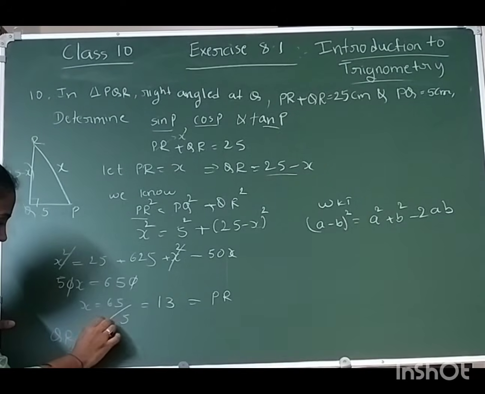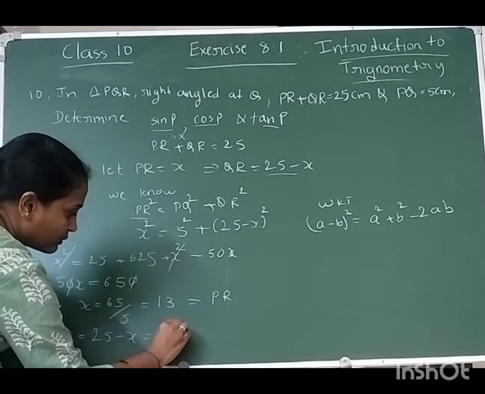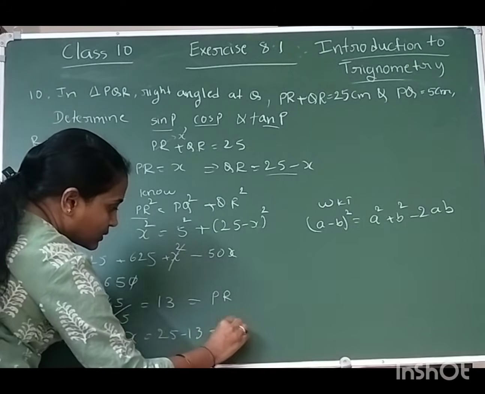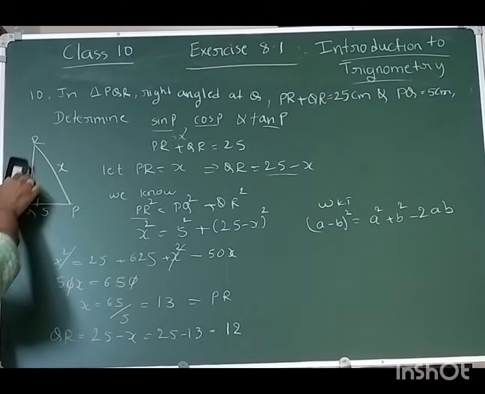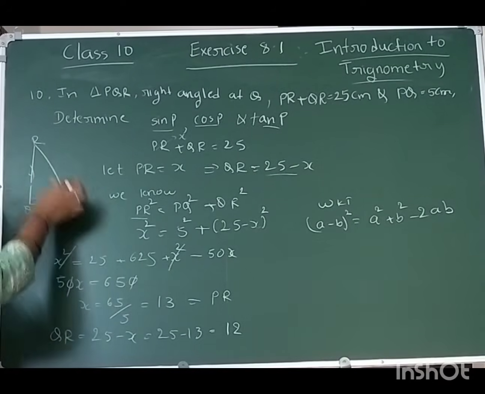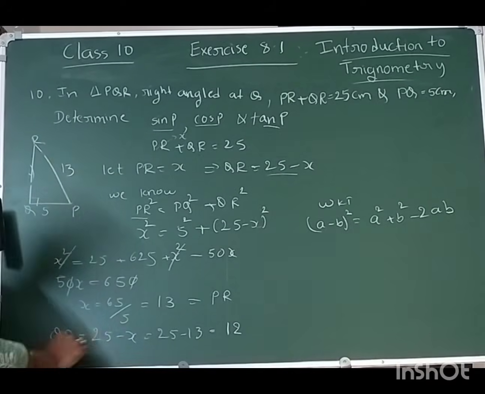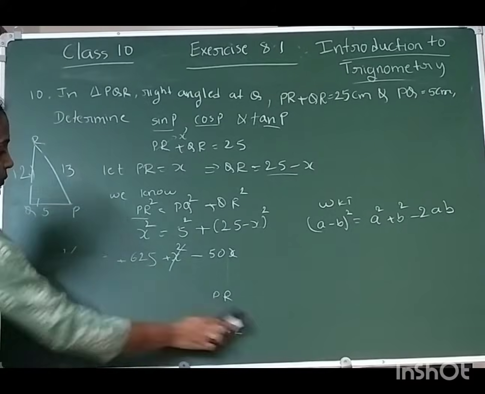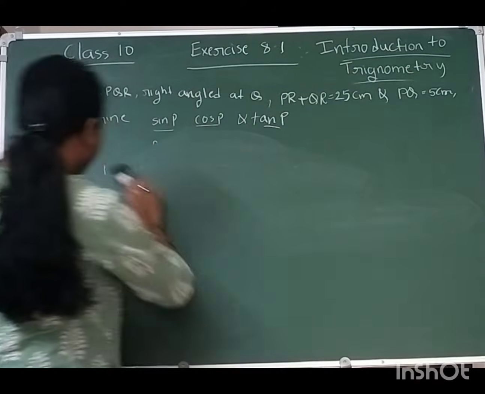using the relation 25 minus x. So 25 minus 13, we'll get it as 12. So we can rewrite these values in the diagram. So PR we got as 13 and QR we got as 12. So let's find out the answer for sin P, cos P and tan P.